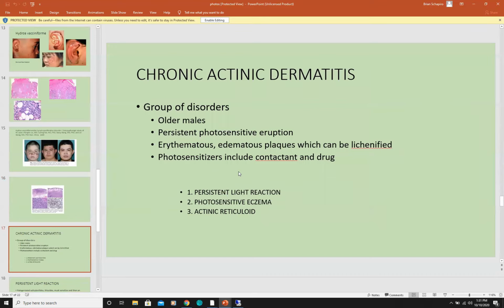The last group we're going to look at was chronic actinic dermatitis, and this is a group of disorders. They all in common present in older males. It's a persistent photosensitive eruption with erythematous, edematous plaques, which can be lichenified. And the photosensitizers here include contactants and drugs. In this group of disorders are things which were known as, or are known as, persistent light reaction and photosensitive eczema. Both those two are not really that specific. And then actinic reticuloid, which has a fairly specific histology and clinical picture.